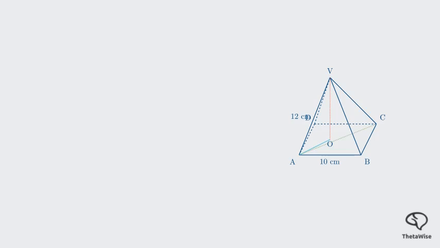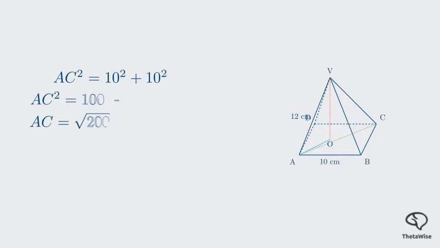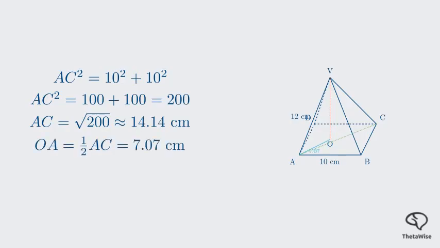Since O is the midpoint of the diagonal AC, we first find AC using the base triangle ABC. We use Pythagoras on the base. AC squared equals 10 squared plus 10 squared. This gives us AC squared as 200, so AC is the square root of 200, which is approximately 14.14 centimeters. Since OA is half of the diagonal AC, OA is 7.07 centimeters.